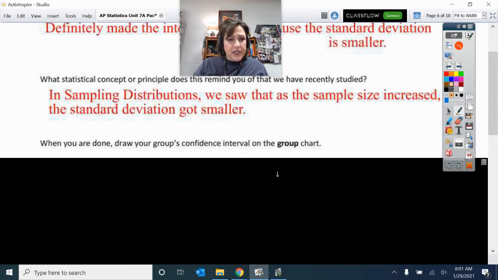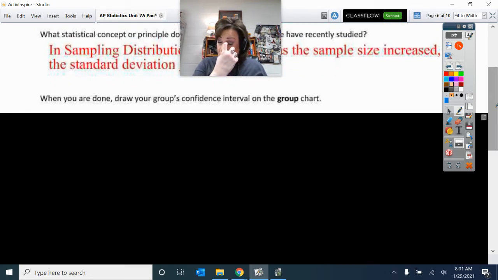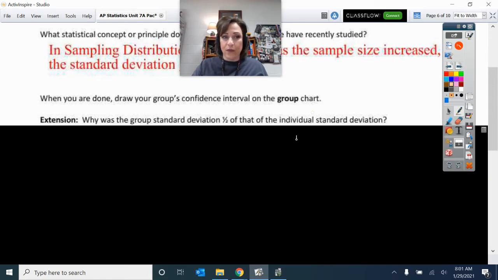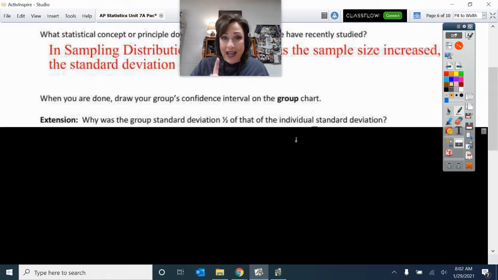All right, now. It says when you are done, draw your group's confidence interval on the group chart. And so I'm going to show you, again, a picture once I get them made, of the individual confidence interval chart and the group confidence interval chart. So we'll look at that in a different video after I get those made. So now, why was that group's standard deviation effectively half of what all the individual ones were? We multiplied the sample size by 4. Why did that make the relationship 1/2?